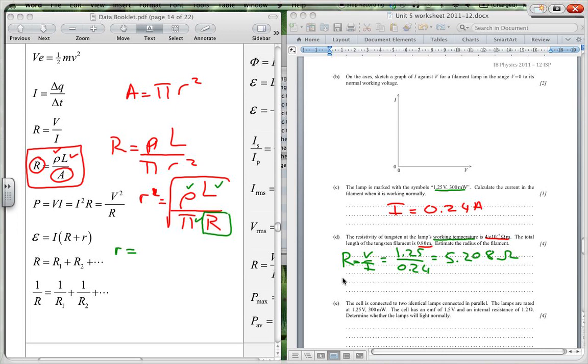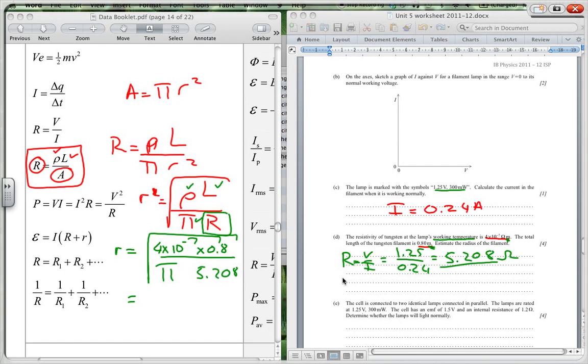So I get R is equal to rho, and that was 4 times 10 to the negative 7 times 0.8. It's always good just to check your units here. See, it's in meters and in meters, so that's fine. Divided by pi times my 5.208. Notice I'm using a greater degree of accuracy in the calculation. At the end, I may round it down to make it less accurate. So I'm going to put that in.